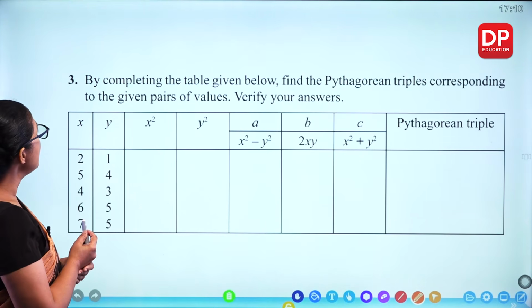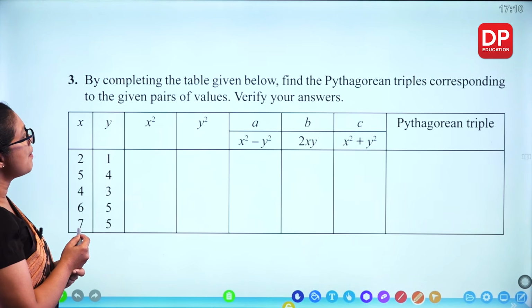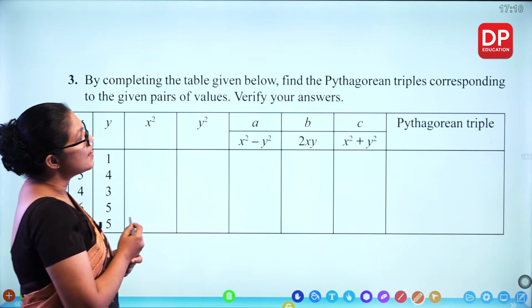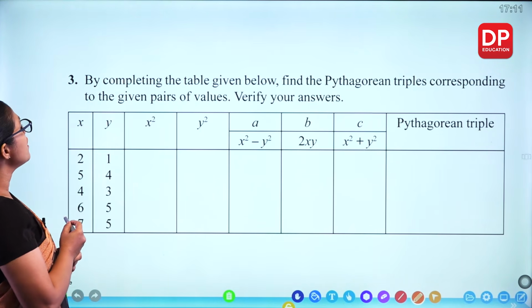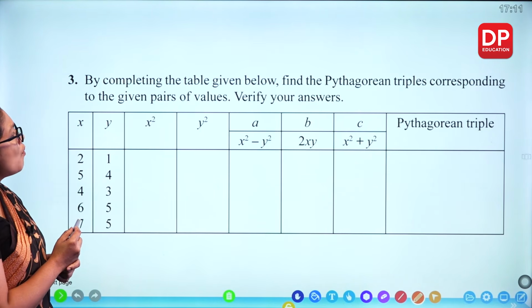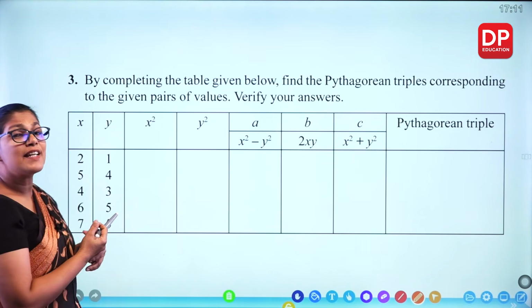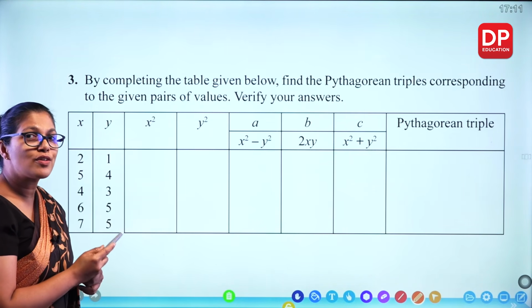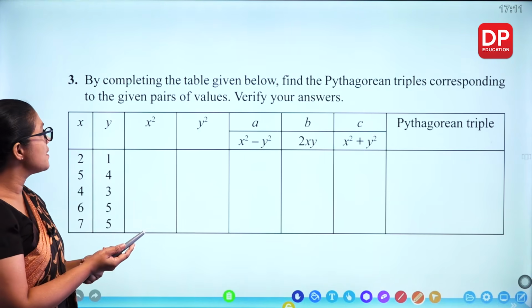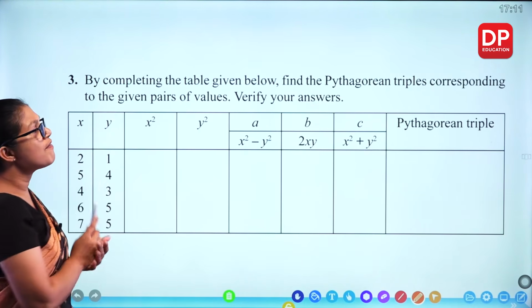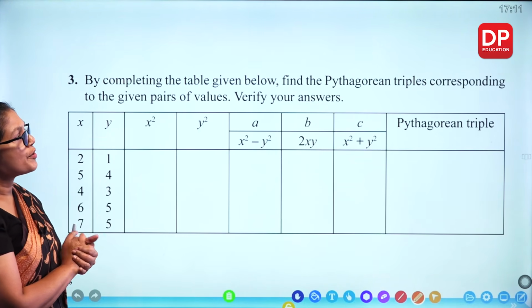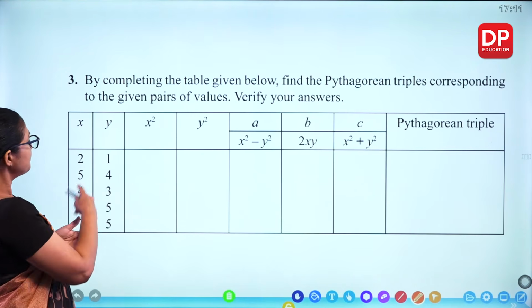Question number 3. By completing the table given below, find the Pythagorean triples corresponding to the given pairs of values. Verify your answers. This is another method. I explained how to get the triplets or triples. So this is another way of finding Pythagorean triples.